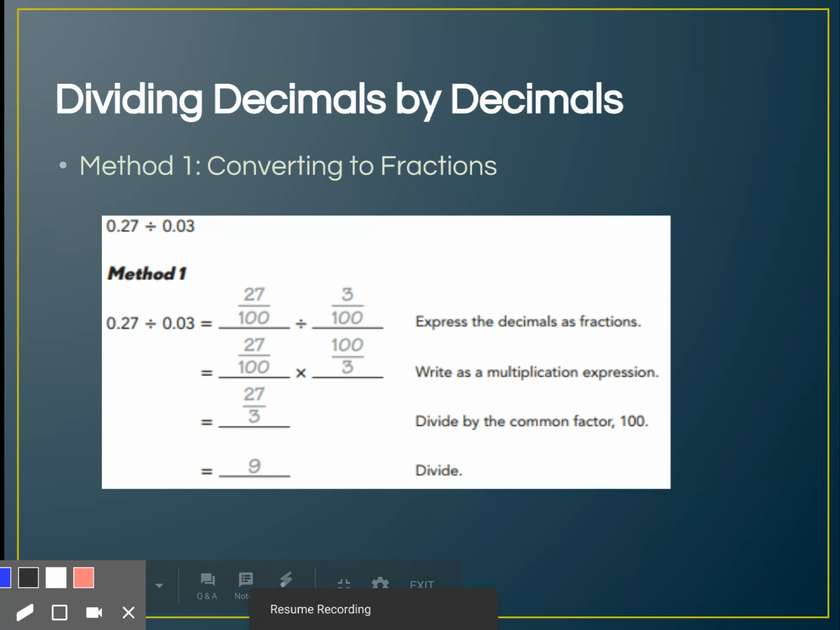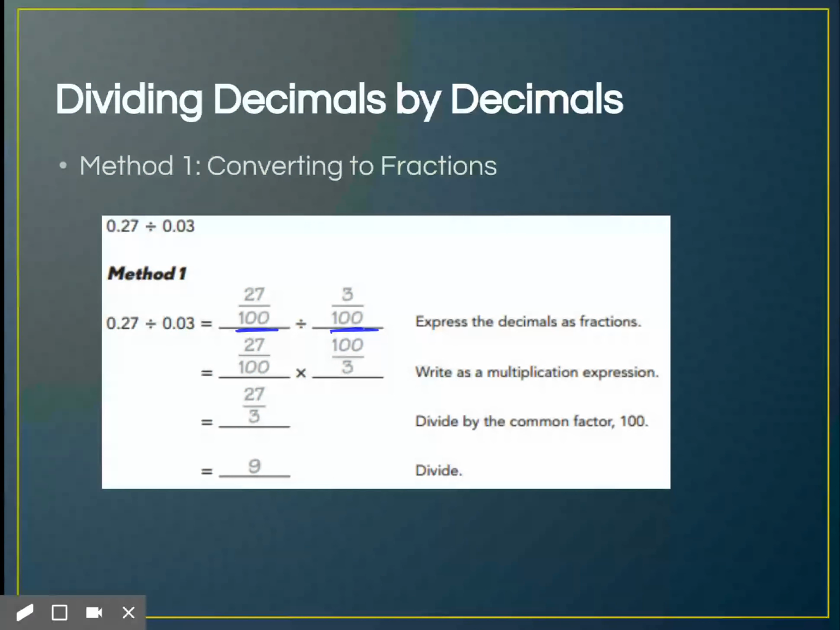So the first method here is to turn both of them into fractions like we did in the last lesson. So 0.27 is 27 hundredths divided by 0.03, which is 3 hundredths. So then you do keep flip change, which would be 2,700 over 300. Basically, they canceled out all the zeros and had 27 divided by 3. And then they got 9.